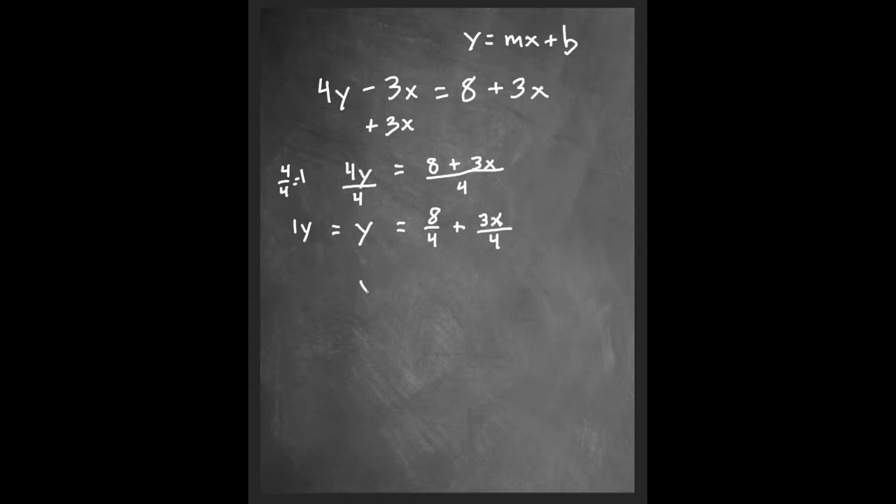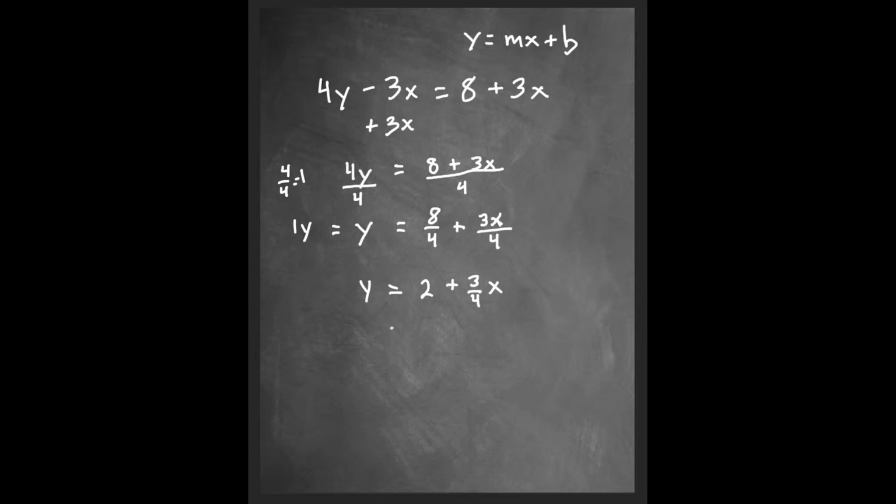So we have y all by itself over here. Yay! We're getting really close to looking like our slope-intercept form. So we have y equals 8 divided by 4 is 2 plus, we can write this as 3/4 times x. Okay, that is really close. We've got an x with a coefficient, and we've got a b value, but they're kind of mixed up.